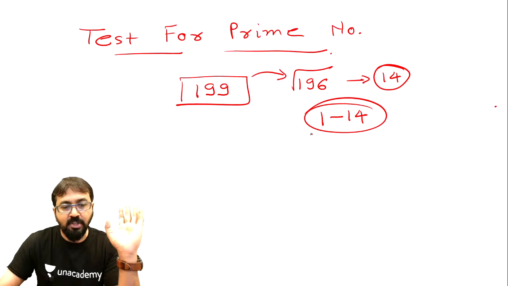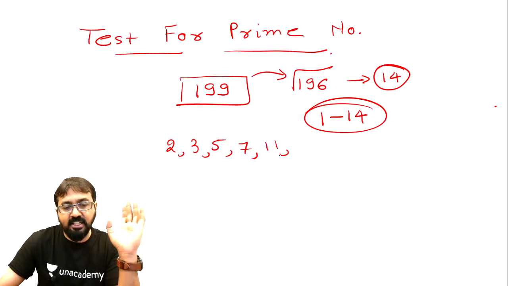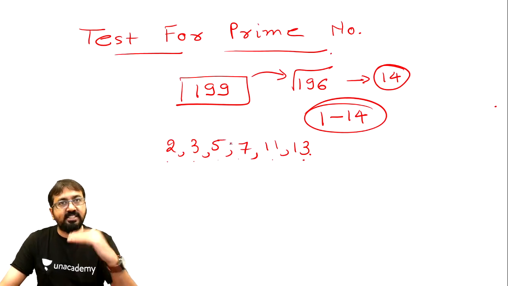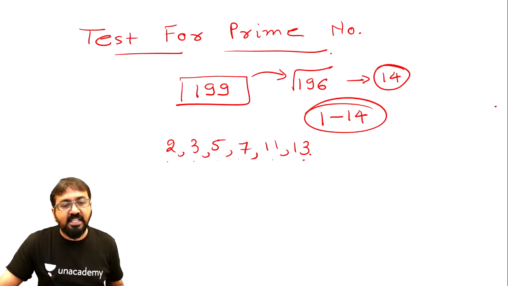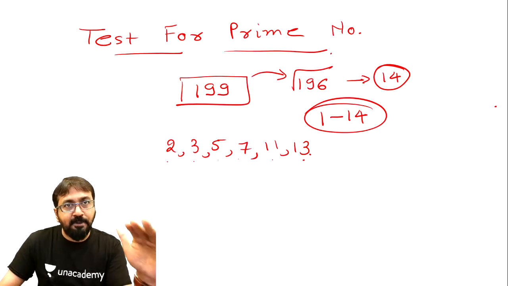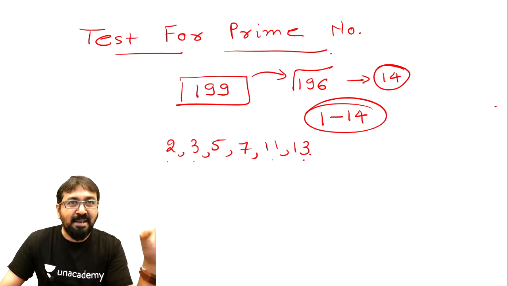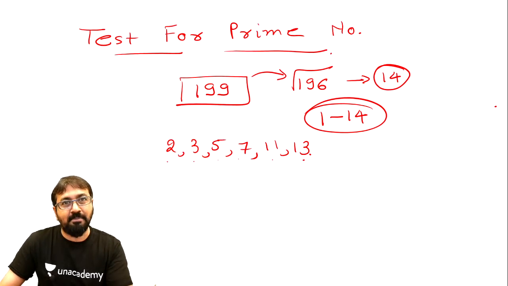करके चेक करना है. So which are the prime numbers between 1 and 14? It's 2, 3, 5, 7, 11 and 13. अगर 199 इनमें से कोई भी नंबर से डिवाइड नहीं होता है, so 199 itself is a prime number. If 199 is divisible by any of these numbers, then 199 is not a prime number. Sorry. ठीक है, because a prime number is not divisible by other prime numbers. A composite number is divisible by other prime numbers.